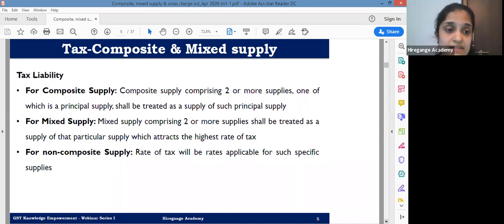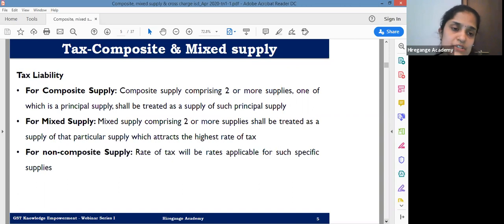And I would say, a normal course of business means, from the perspective of a supplier, assume that there is a person who, while giving training services, is always giving it along with the stationery. He is also giving, along with that, food.